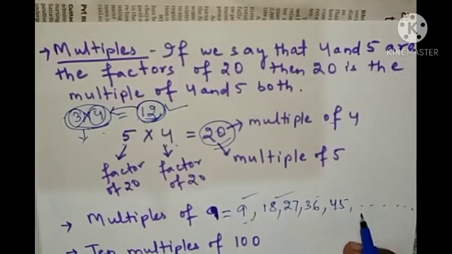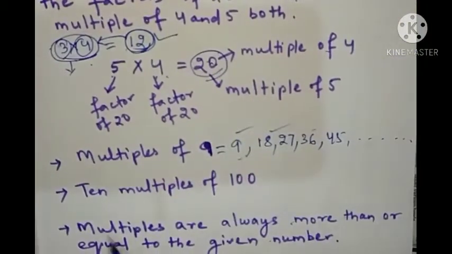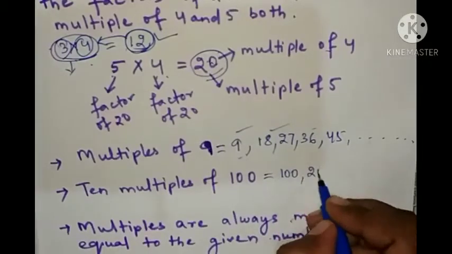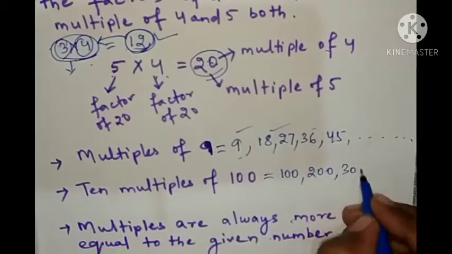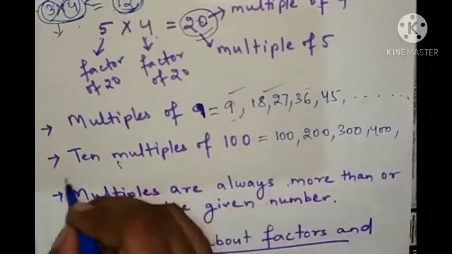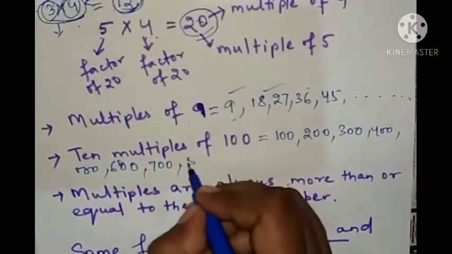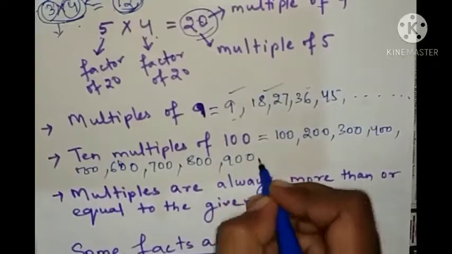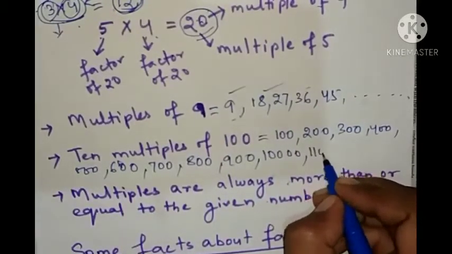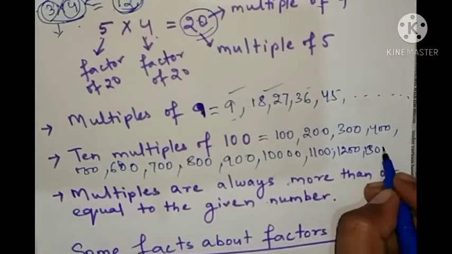So this is about multiples. Let's find multiples of 100. 100 times 1 is 100, the first multiple, then 100 times 2 is 200, 300, 400, 500, 600, 700, 800, 900, 1000, 100 times 11 is 1100, 100 times 12 is 1200, 100 times 13 is 1300. Like that it will go on.